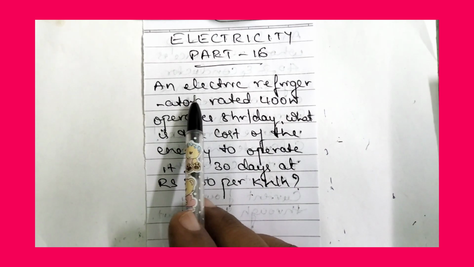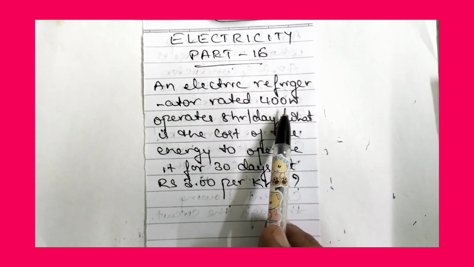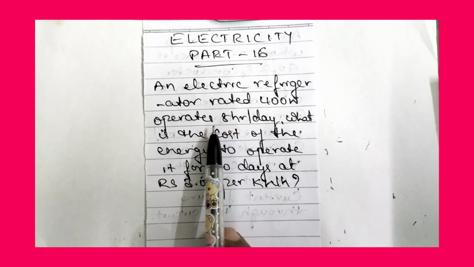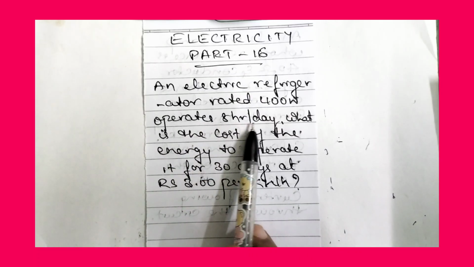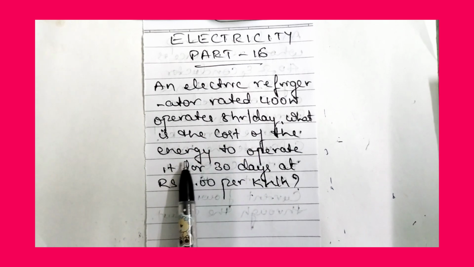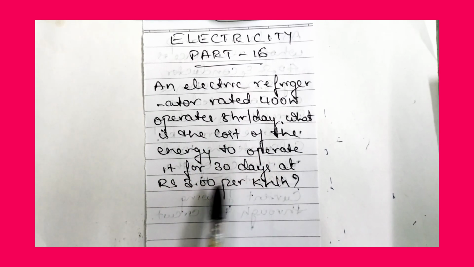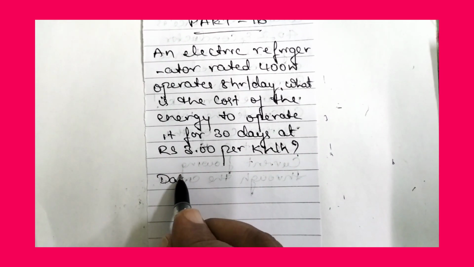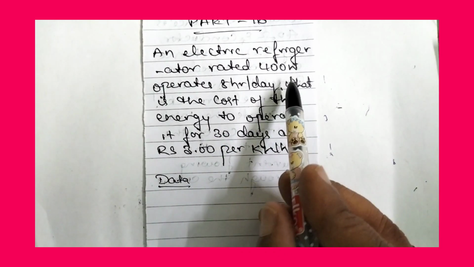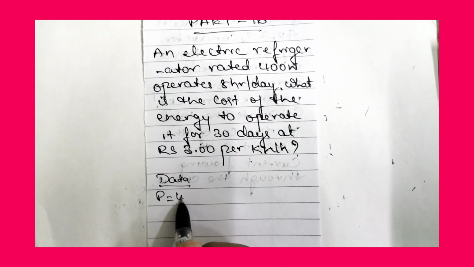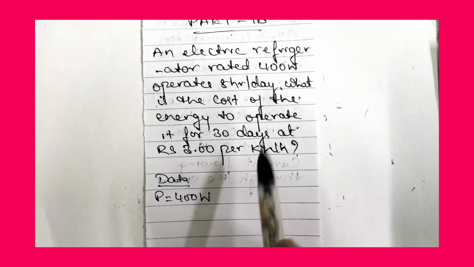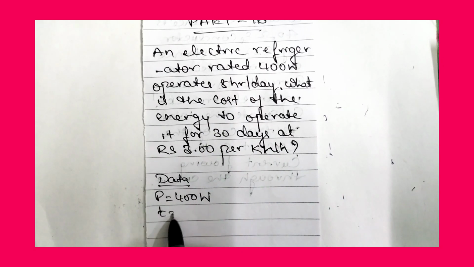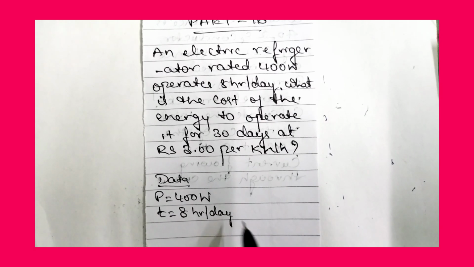So the first question is, an electric refrigerator rated 400 watt operates 8 hours per day. What is the cost of energy to operate it for 30 days at 3 rupees per kilowatt hour? So let us make a list of data. Power is given, P is equal to 400 watt. Next, it is operated for 8 hours per day. T is equal to 8 hours per day.